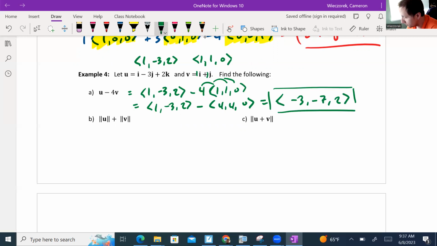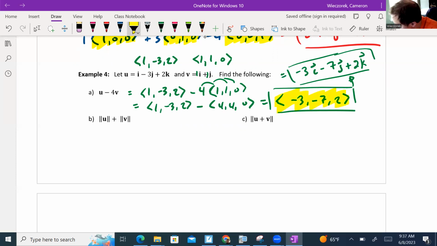I do the x components, I do the y components, and I do the z components separately. And you could write this, I'll do this for the first one, you could also write this with the standard basis vectors if you want. I'm not going to do this for each problem, but on WebAssign, just look at what they ask for. They usually will specify.